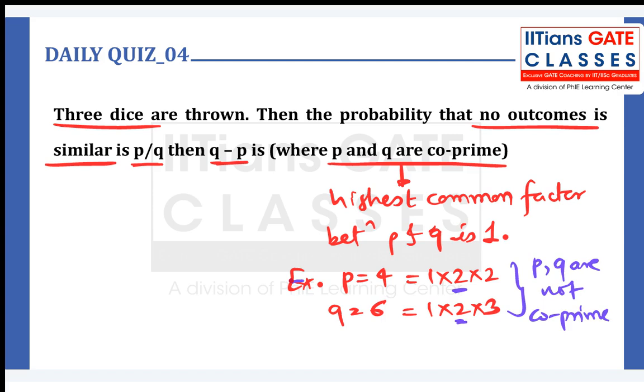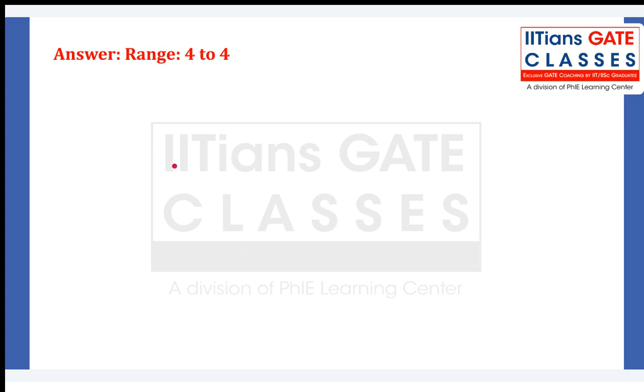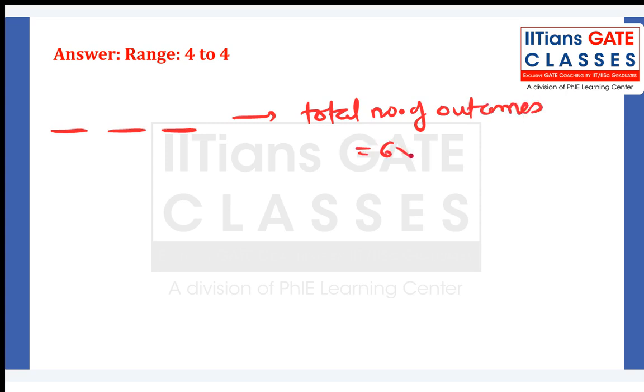Okay, so let's come back to the question. What they are saying is the probability that no outcomes is similar. Okay, so first of all, when you are throwing a die 3 times, the total number of outcomes will be nothing but 6 into 6 into 6. Because when you throw the die three times, you will get 6 into 6 into 6 total cases, right? That is 216.